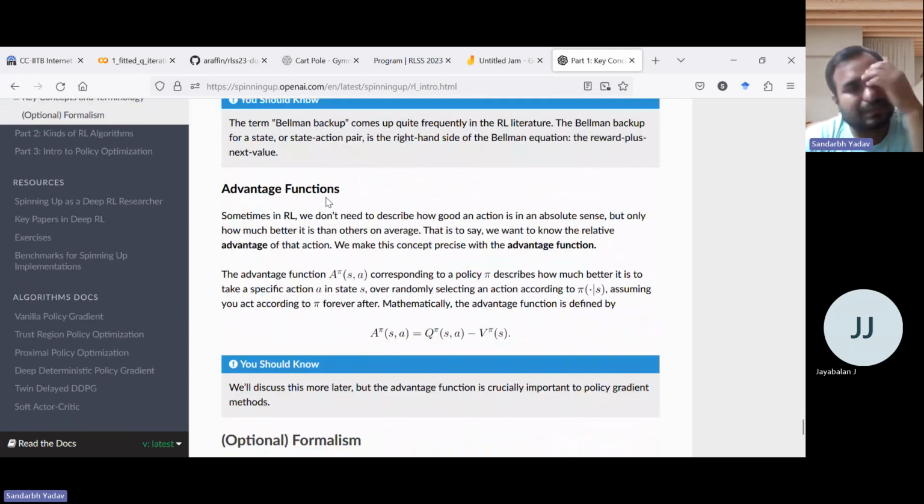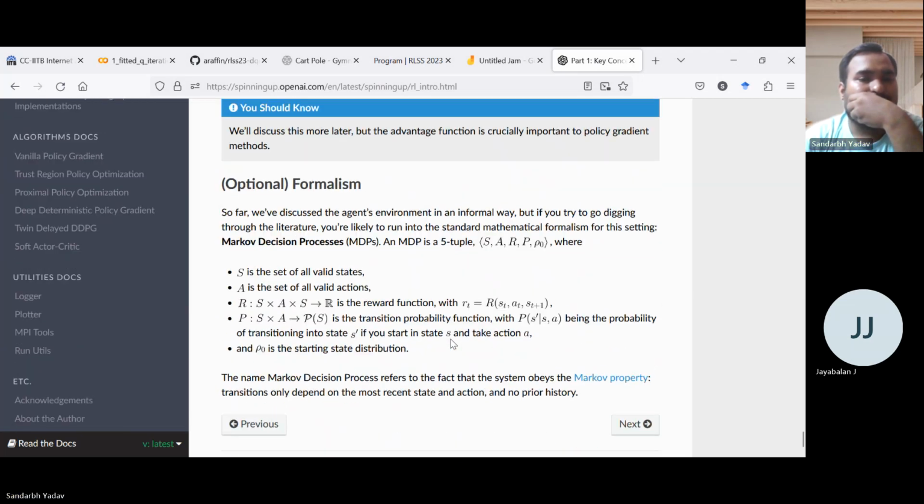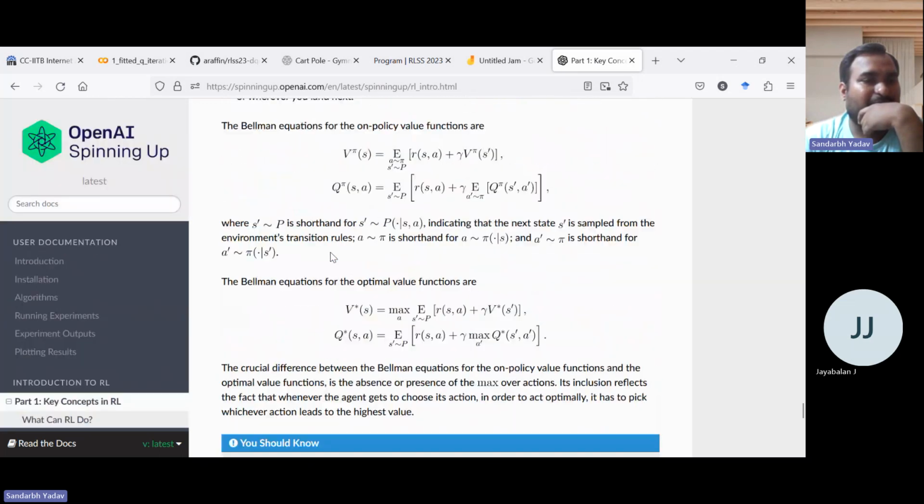Some advantage functions, this you'll see later. So the advantage function is basically how much advantage you get by taking some action compared to the current policy's value function. So this is the advantage: the difference between Q pi of s, a minus V pi of s. This basically means that a is better than the action which is recommended by the policy. So if the policy recommends some action a', and if this advantage is positive, then this action will be better. And there is some other formalism, so this is some kind of brief also.